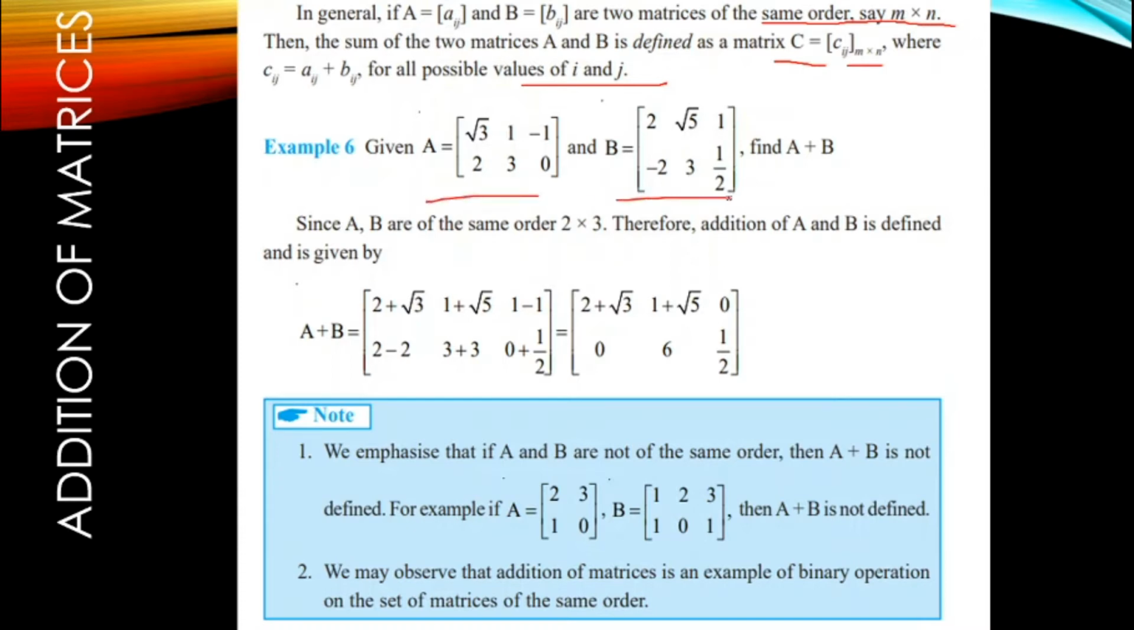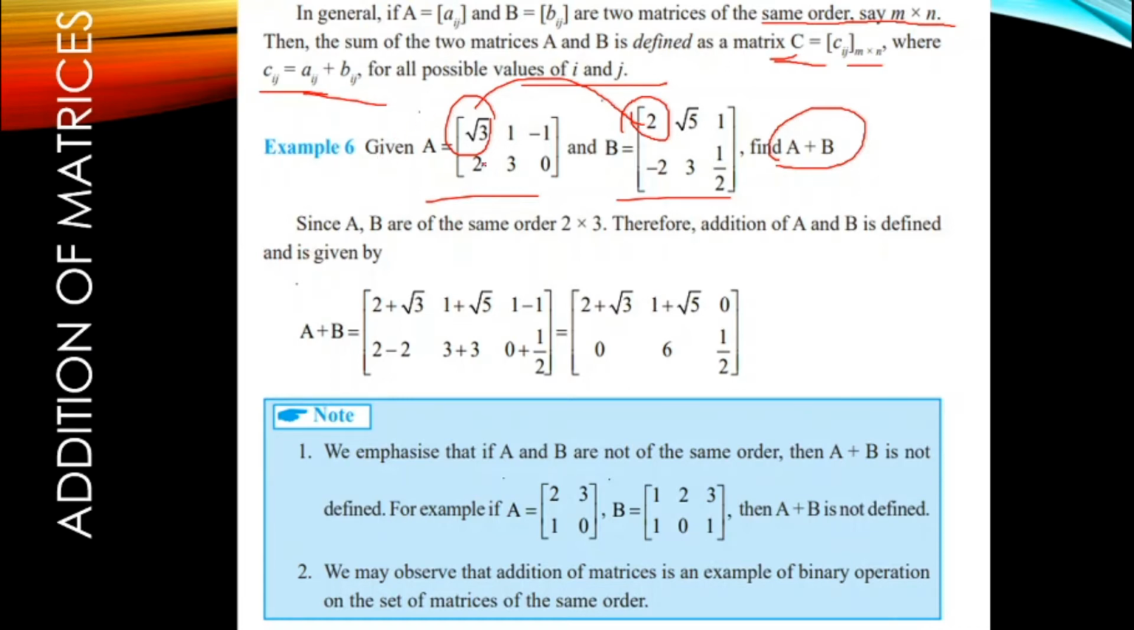Matrix A, matrix B, the order is the same, right? 2 by 3, 2 by 3. The sum of two matrices A and B is defined as C. C is nothing but the resultant matrix you get when you solve this. It is of the same order, that is m by n, where Cij equal to Aij plus Bij. Corresponding elements you'll be adding. That is, this element A11 you'll be adding with B11, so what you will get? C11. Got it? Fine. Okay, so I'll proceed.